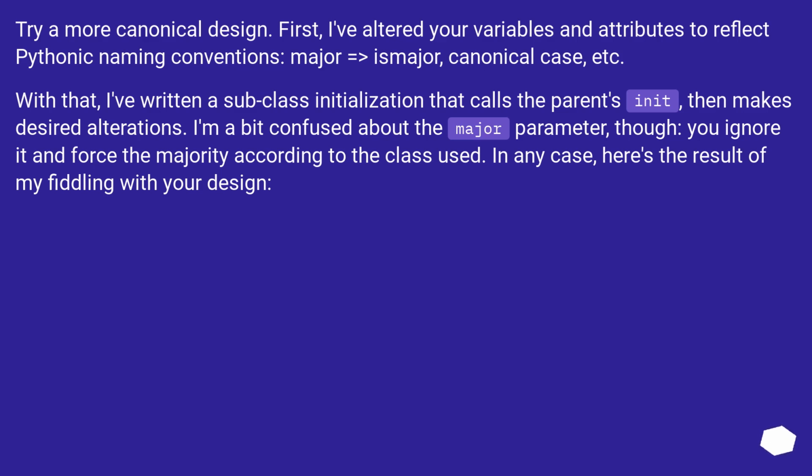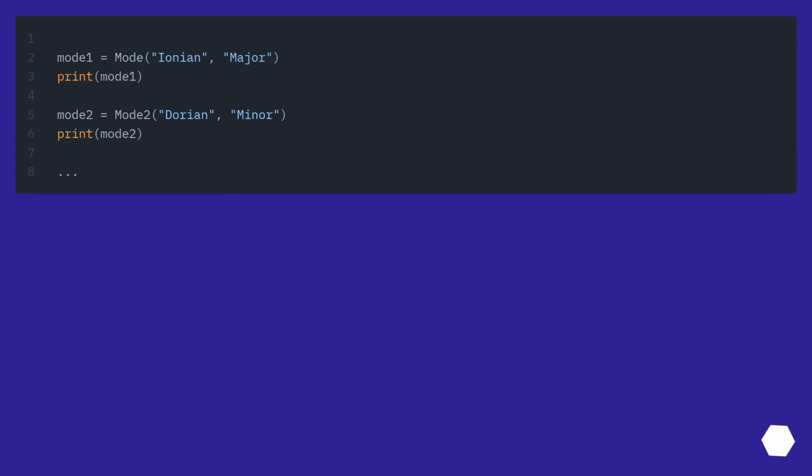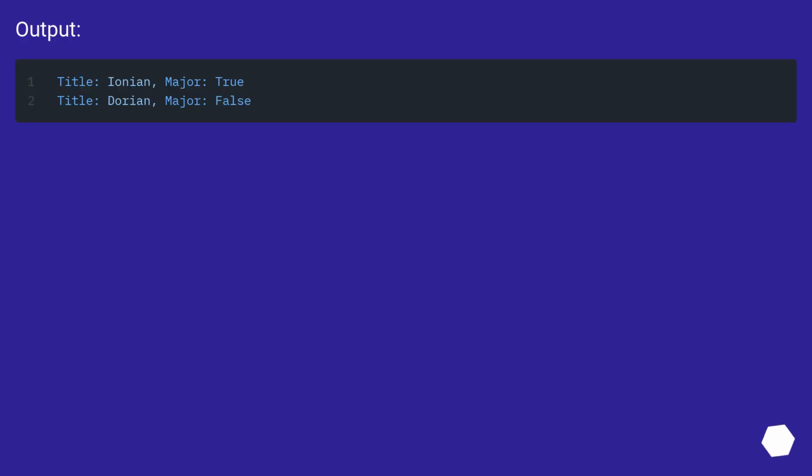I'm a bit confused about the major parameter, though. You ignore it and force the majority according to the class used. In any case, here's the result of my fiddling with your design. Output.